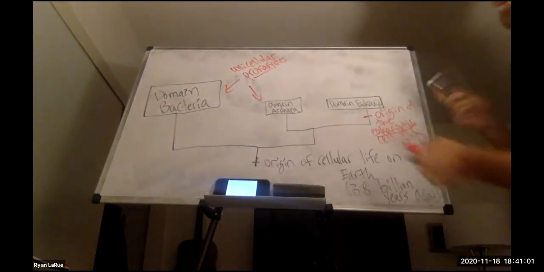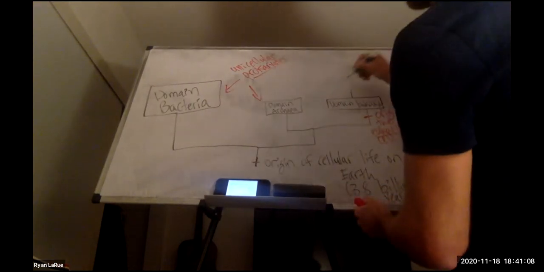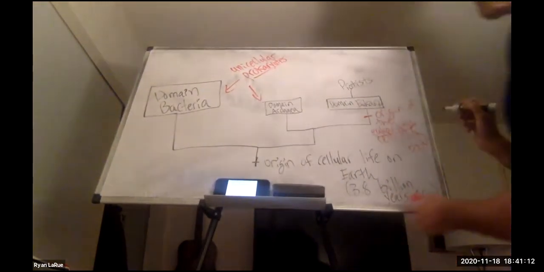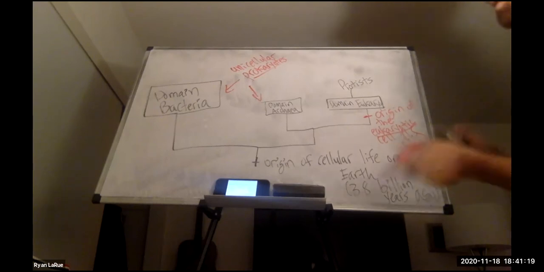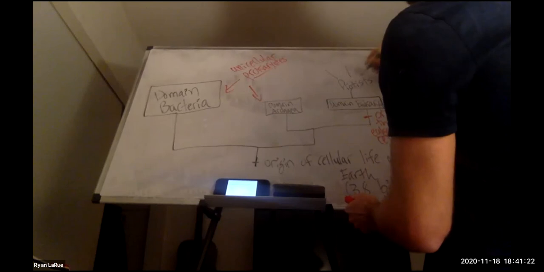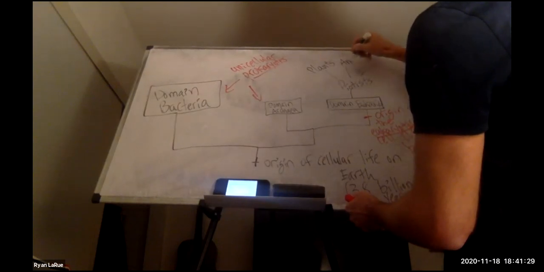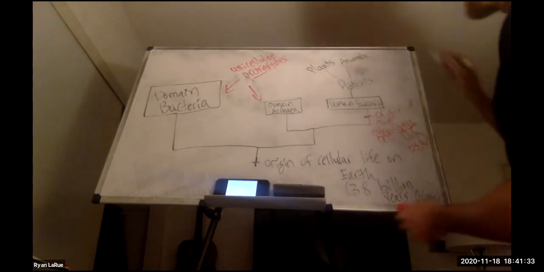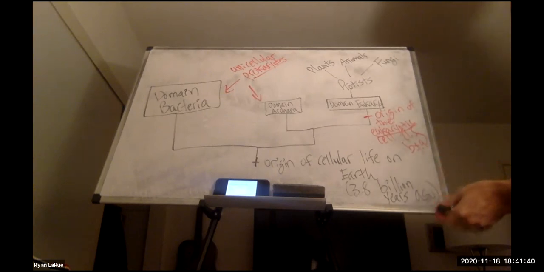Okay, domain Eukarya. As we progress through time, the most ancient eukaryotes are called protists. That's the focus of next lecture, the protists. And then from the protists, over time, evolved more kingdoms within this domain: plants, animals, which we fall under, right? And fungi. So plants, animals, and fungi actually came from ancient protist cells and protist organisms.